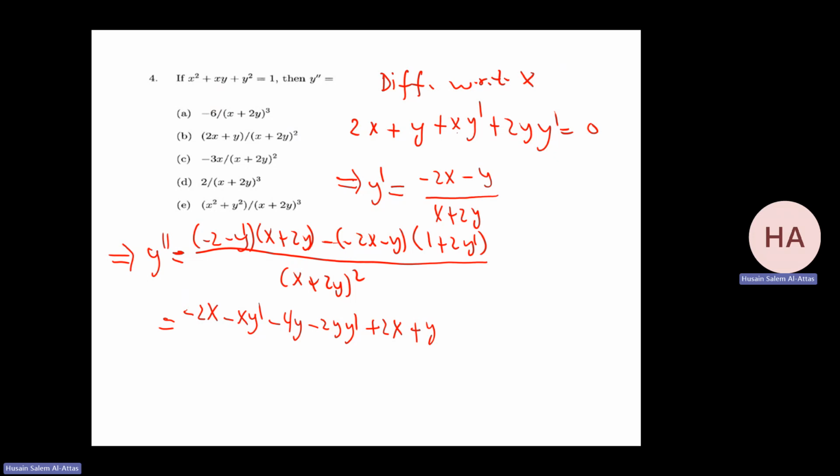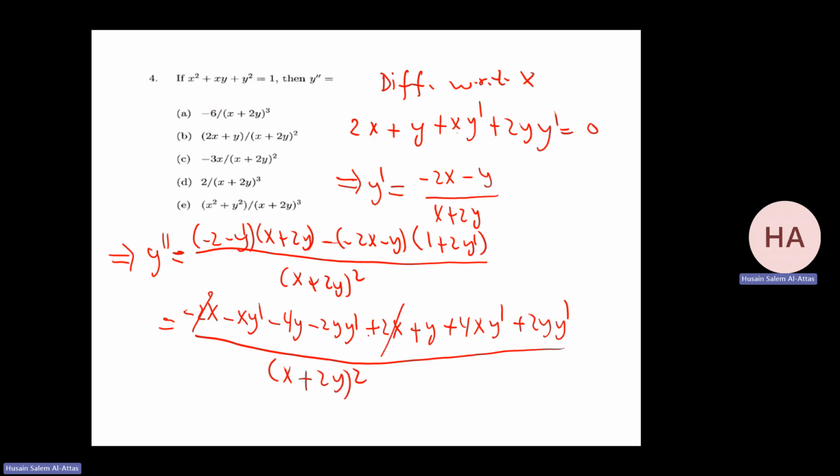Then I have 2x times 2y plus 4x y prime. And I have 2y y prime plus 2y y prime. All of this over x plus 2y all squared. This cancelled with this, cancelled with this.